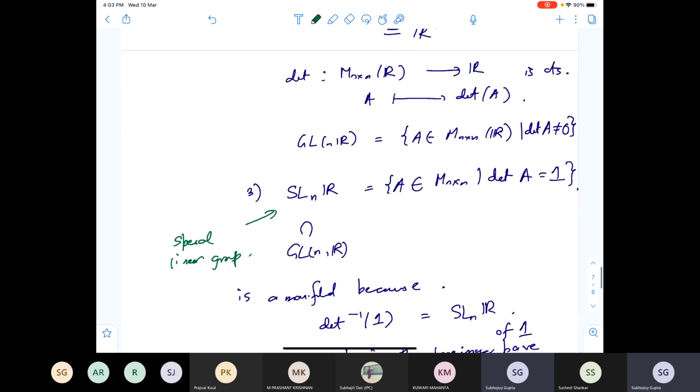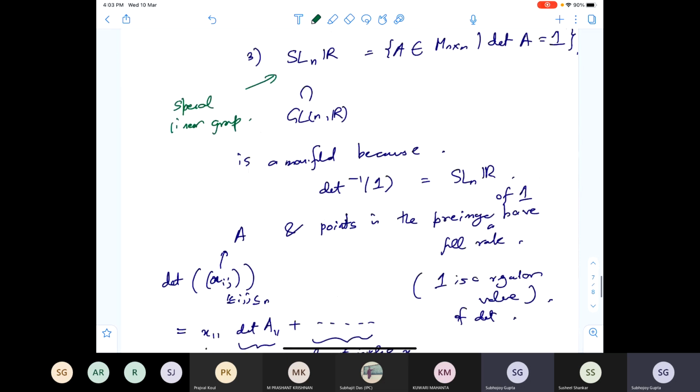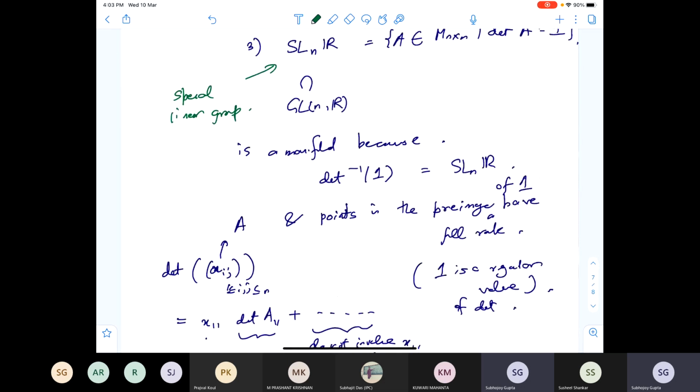So next time we'll talk of tangent spaces and make sense of the notion of derivative of smooth maps between manifolds. And then we'll go on to talk of submersions and immersions and prove the Whitney embedding theorem. So that's the plan. Let me stop here.